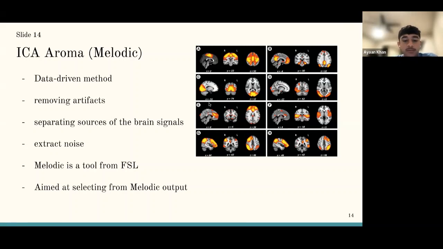Our use of ICA was specifically aimed at selecting motion-related components from the FSL melodic output. FSL is a software library containing image analysis tools for structural, functional, and diffusion MRI brain imaging data. Melodic is the tool from FSL that runs ICA, which was talked about on the previous slide. On the right, you can see a group of subjects that have been run by ICA.